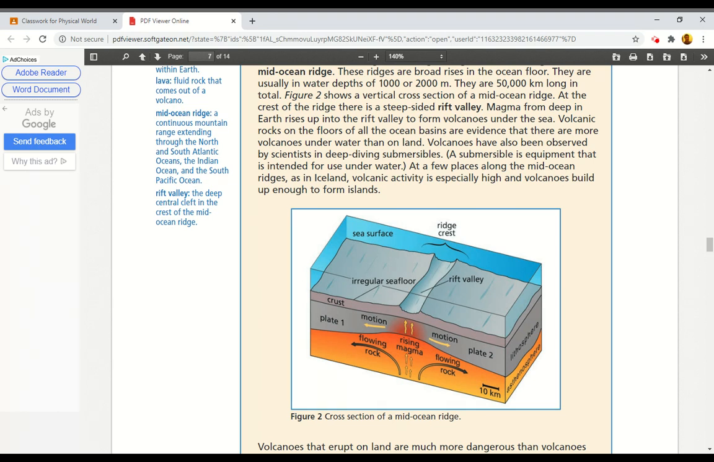land. Volcanoes have also been observed by scientists in deep diving submersibles. A submersible is equipment that is intended for use underwater. At a few places along the mid-ocean ridges, as in Iceland, volcanic activity is especially high and volcanoes build up enough to form islands.